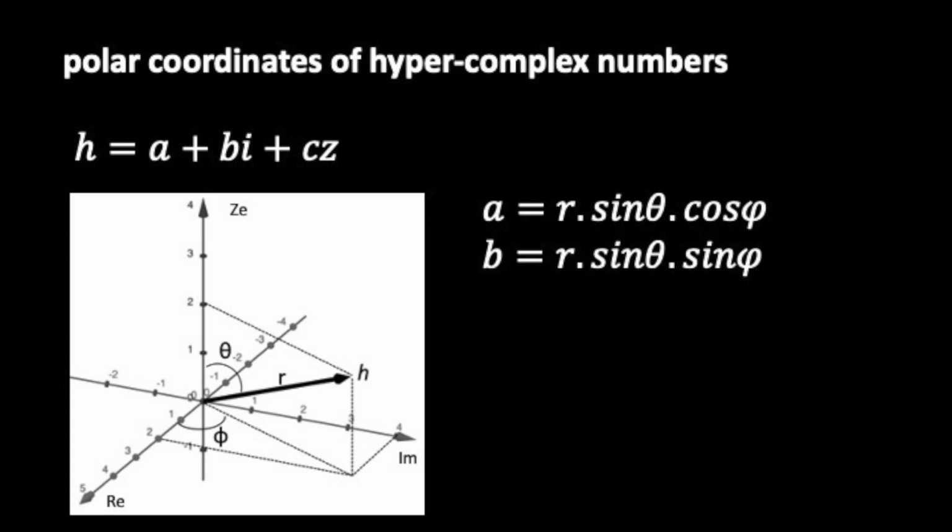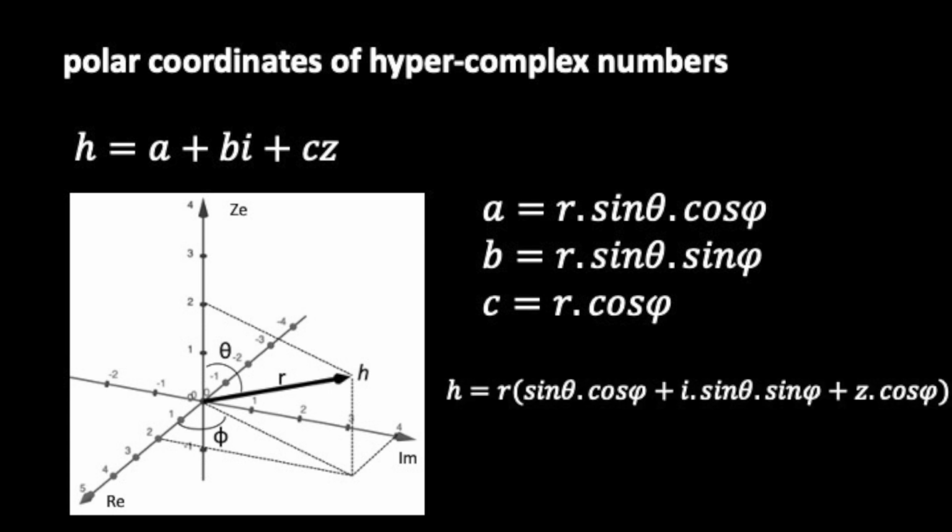In the same way, b is equal to r times sine theta times sine phi, and c is equal to r times cosine theta. So if we substitute those three in the representation of h, we get h equal to r times (sine theta times cosine phi plus i sine theta times sine phi plus z times cosine theta).